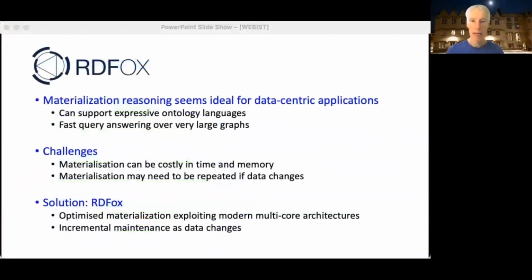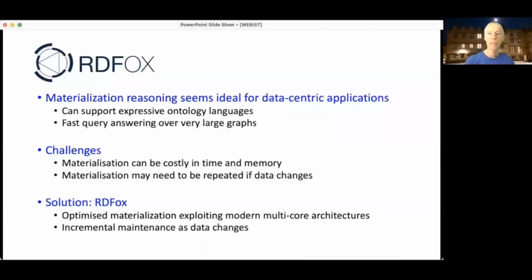To summarize, OWL2RL seems to offer a good compromise between expressive power and scalability, and using a datalog materialization-based approach could in principle allow for very efficient query answering. However, materialization can be costly, and this problem is exacerbated if the data is frequently updated. These considerations motivated our research into materialization-based reasoning and our development of the RDFox system.